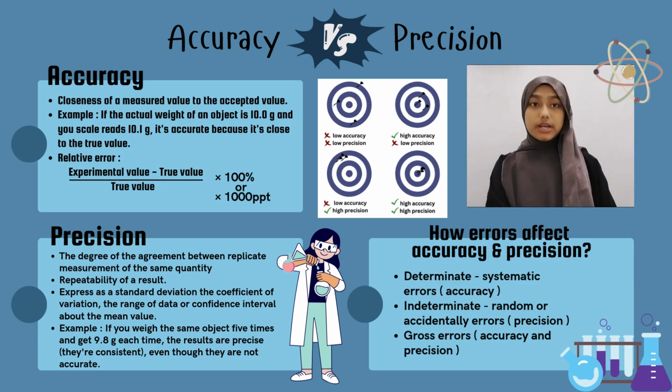Okay, so we already described accuracy and precision, but how does error affect accuracy and precision? Error affects accuracy and precision by determining: first, systematic errors, which affect accuracy. Second, indeterminate, random or accidental errors, which affect precision. And lastly, gross error, which affects accuracy and precision.